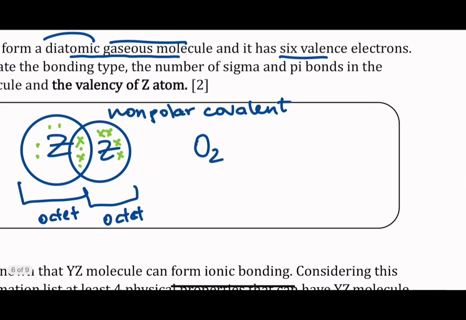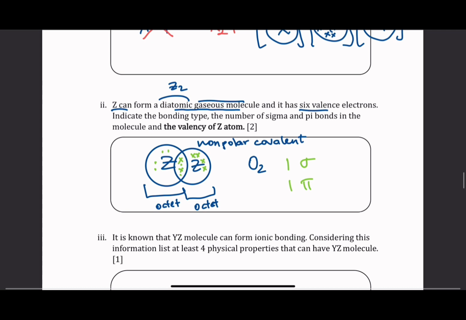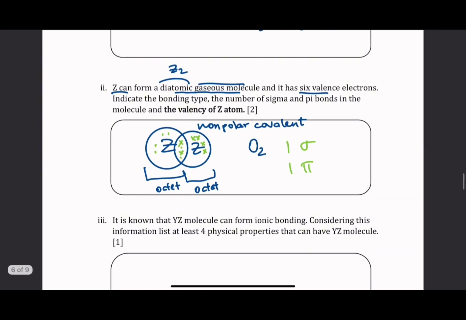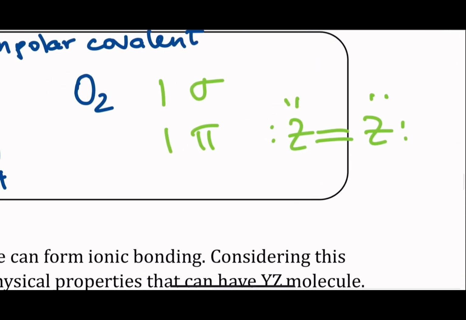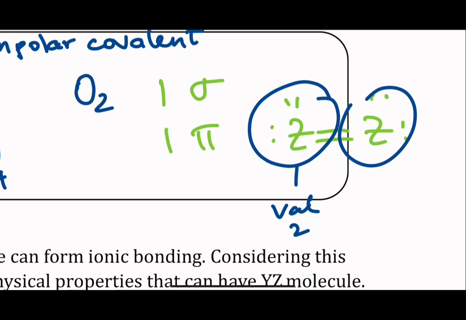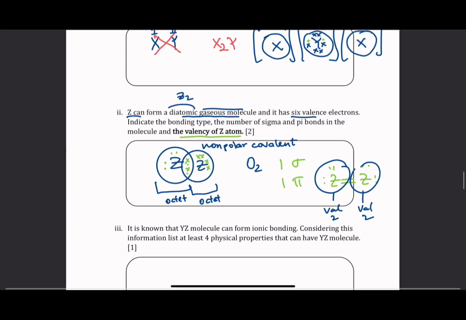And in here we have 1 sigma and 1 pi, because we know that the first bond is sigma, the second bond is the pi. The valency of the Z atom is going to be 2, because it's like this, Z, 2 bonds in this case. The valency is the number of bonds it has. Because Z has 2 bonds, the valency is going to be 2, and the valency of this one is also going to be 2.